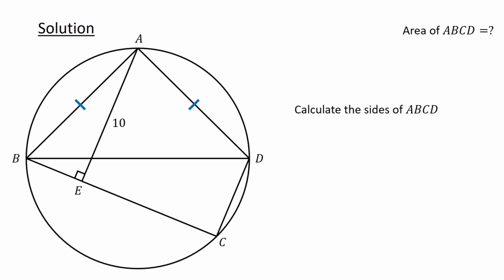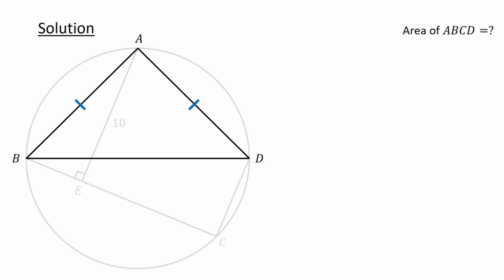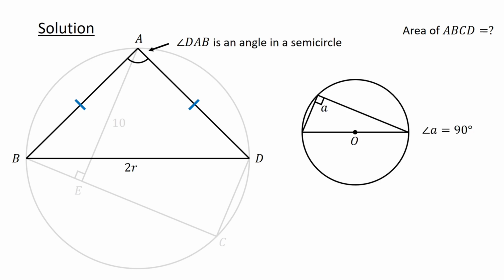First, let's calculate the sides of ABCD, starting off with the length of AB and the length of AD. So, let's focus on the triangle ABD. Let R be the radius of the circle. Since BD is the diameter of the circle, its length is 2r. Next, consider angle DAB, which is an angle in a semicircle. Recall that an angle in a semicircle is a right angle. Therefore, angle DAB equals 90 degrees.